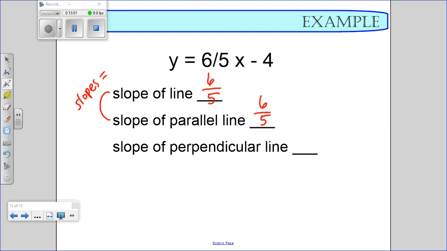Perpendicular, we've got to take the negative reciprocal. We have a positive 6/5, so we're going to have a negative here. Our reciprocal, that means we're flipping our fraction. We have 6/5. Reciprocal is flipping this fraction, so it'll be 5/6. So our slope of a perpendicular line will be -5/6.